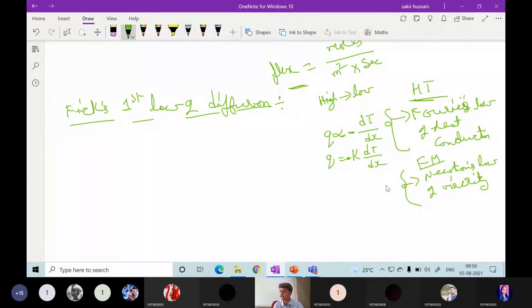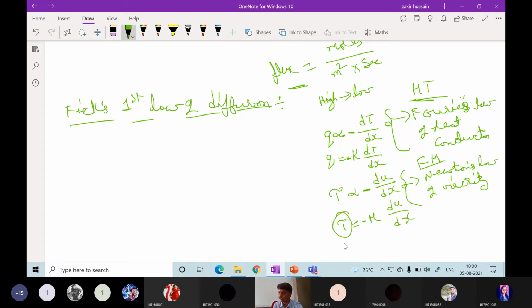Similarly, in fluid mechanics, there is Newton's law of viscosity. Newton's law of viscosity is nothing but stress being directly proportional to strain. Strain is the change in velocity with respect to the spatial coordinate, du by dx. This minus sign also signifies that the movement of velocity is from the higher velocity region to the lower velocity region. The proportionality constant is the viscosity, mu, with minus du by dx.